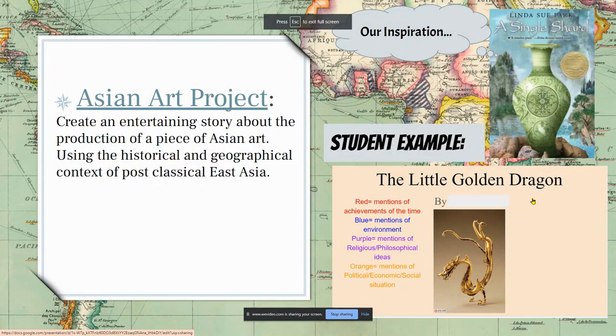Another project that we do with our 9H students is the Asian Art Project. And the inspiration behind this project was actually the book A Single Shard by Linda Sue Park. And so what we do is we have the students start by reading a chapter of the book, A Single Shard, and using that as the inspiration behind what we ask them to do in our East Asia unit project.